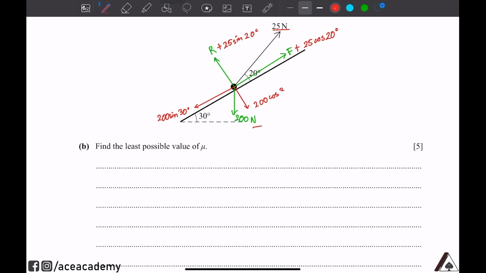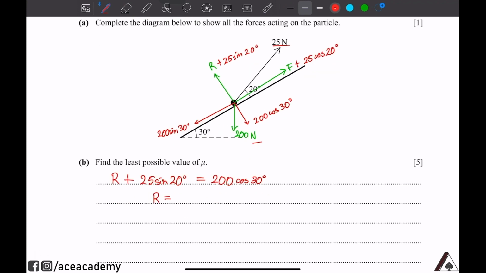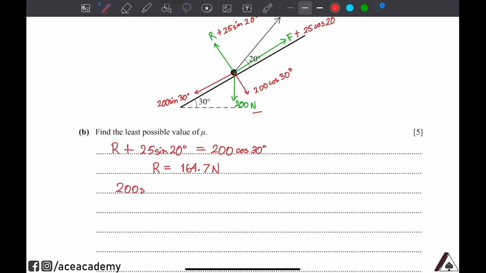If we equate all the forces in the two axes right here, treating this as one axis and this as the other, let's do this axis first. R plus 25 sine of 20 degrees gives us 200 cosine of 30 degrees. So we have R equaling about 164.7 newtons.